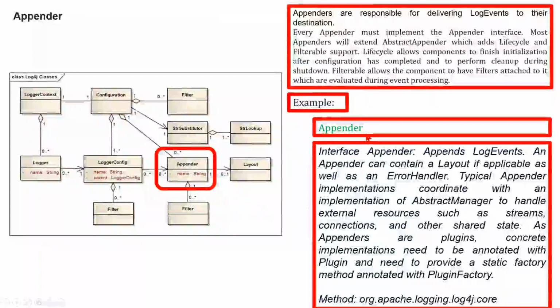We can consider interface Appender. Appends log events. An appender can contain a layout if applicable, as well as an error handler. Typical appender implementations coordinate with an implementation of abstract manager to handle external resources such as streams, connections, and other shared state. As appenders are plugins, concrete implementations need to be annotated with Plugin and need to provide a static factory method annotated with PluginFactory.